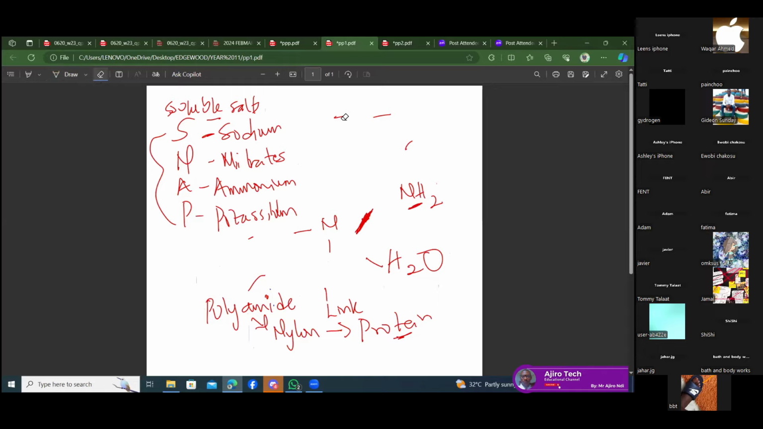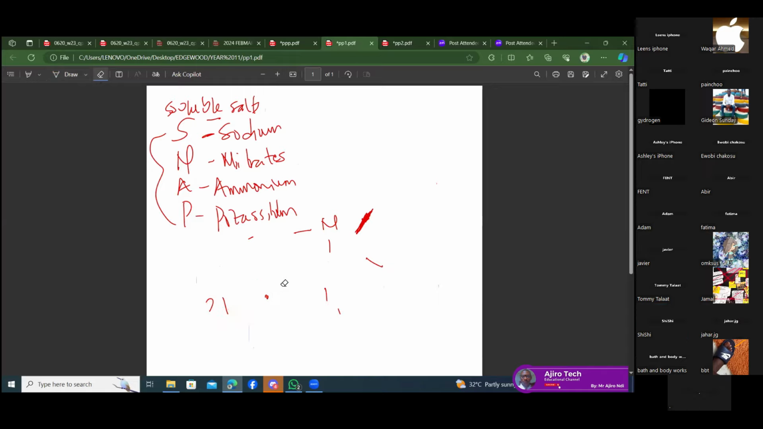Now let's go for other parts of the salts and see how you can identify insoluble salts as well. If we know that all sodium, nitrates and potassium salts are soluble, let's look at chlorides.